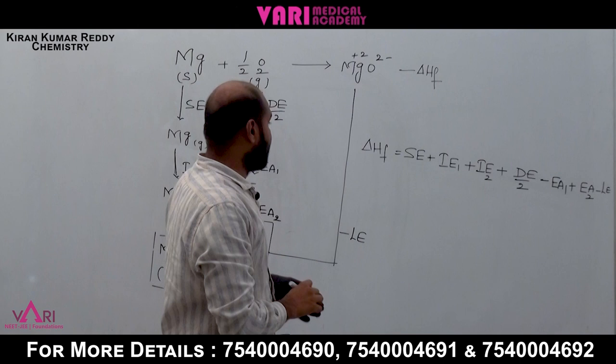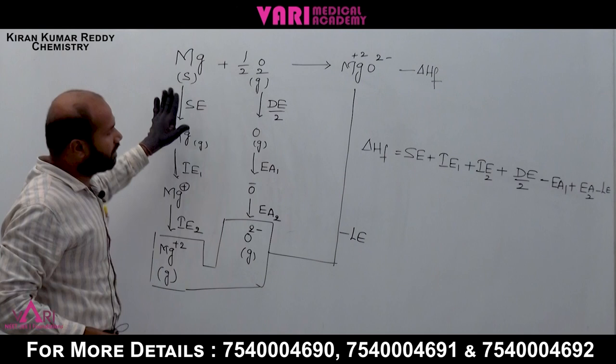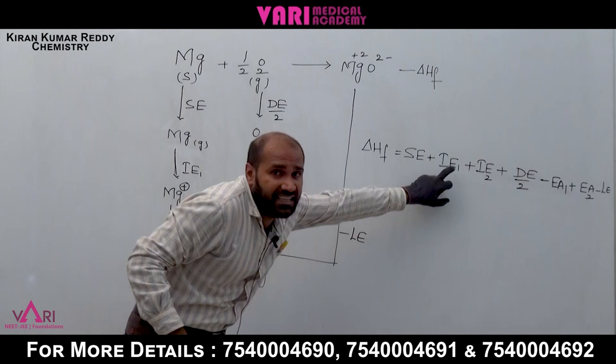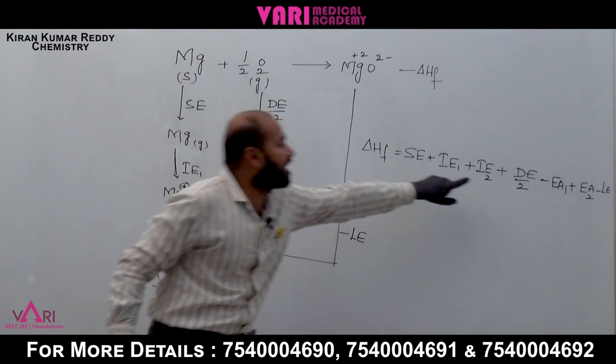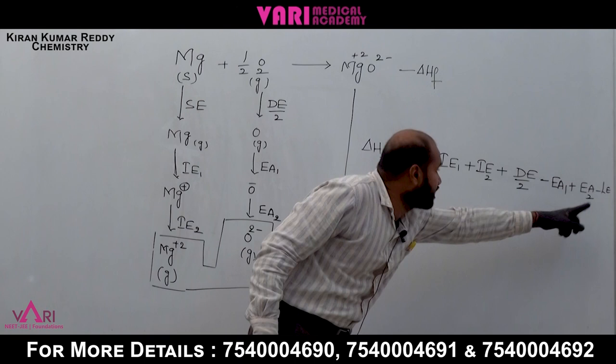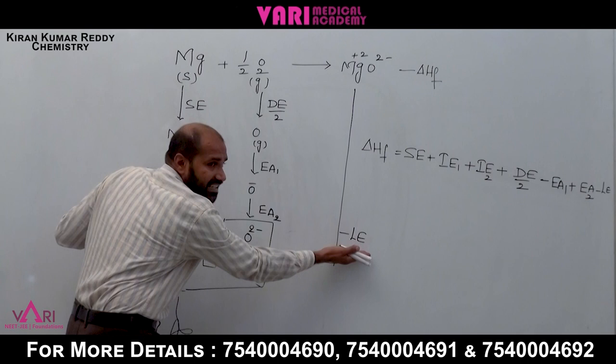Please write down. The first step is magnesium solid to gas, the sublimation energy. Next one is IE1, the first ionization energy. Next is IE2, then the dissociation energy. Next minus EA1, plus EA2, minus lattice energy. Across all these steps, whatever the energy released, the single-step energy released is the same.